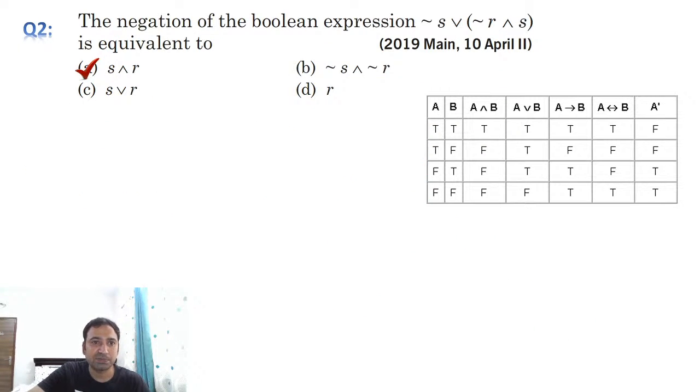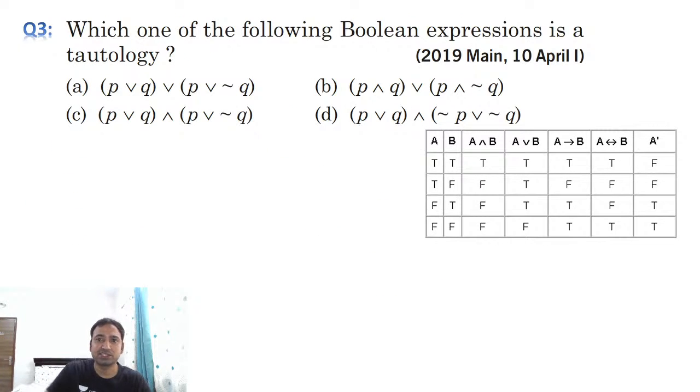So here the first option is the answer. That's what we got. Okay, right. Chalo, let's do the next question, guys. This is also a 2019 question, an April question. Which one of the following Boolean expressions is a tautology?